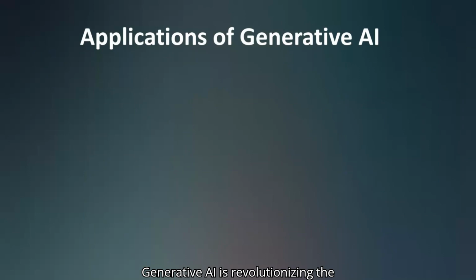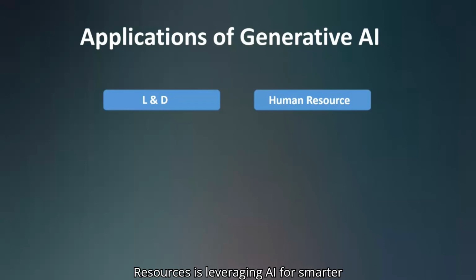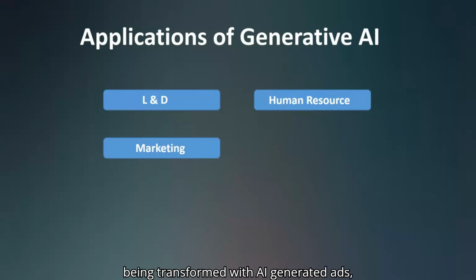Generative AI is revolutionizing industries worldwide. In L&D and education, AI creates personalized learning experiences, generating course content, and tutoring students. Human resources is leveraging AI for smarter recruitment, resume screening, and employee engagement. Marketing is also being transformed with AI generated ads, personalized campaigns, and content creation.